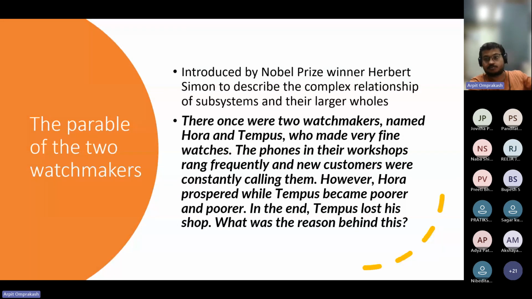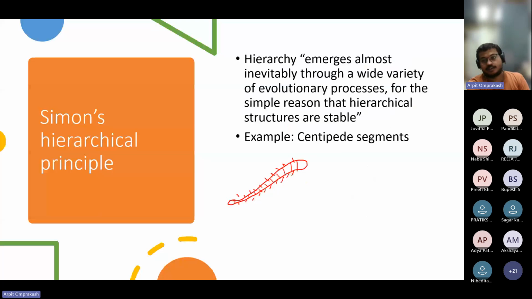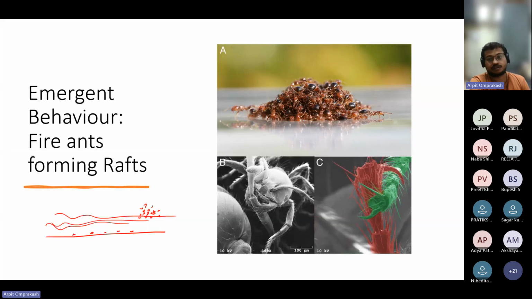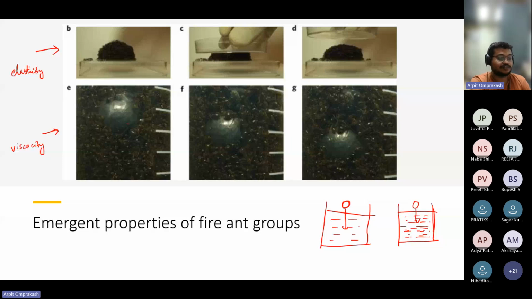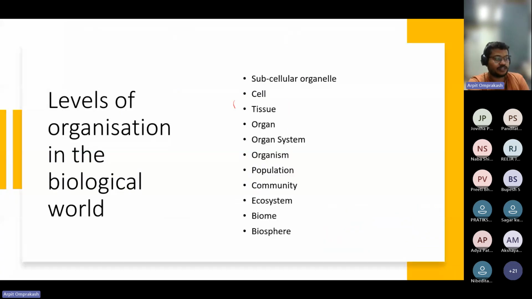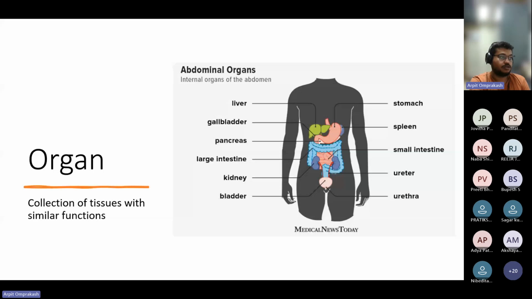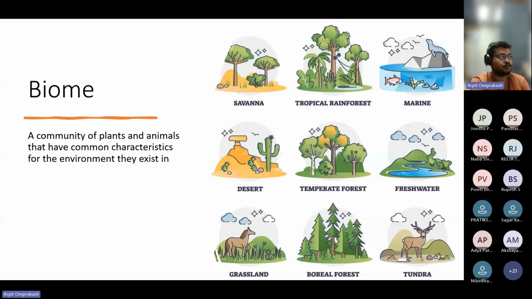So we first talked about the parable of two watchmakers, why they made watches, why one was successful, why one was not. We talked about hierarchy. We talked about Simon's hierarchical principle. Then we talked about emergent properties and the emergent principle of hierarchical systems. We talked about emergent behavior in fire ant traps, such as buoyancy, increased hydrophobicity, elasticity, viscosity. We talked about the different levels of organization in the biological world, such as subcellular organelles, cells, tissues, organs, organ system, organism, population, community, ecosystem, biosphere.